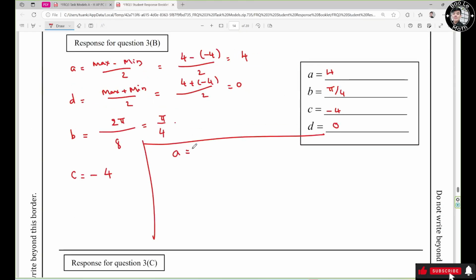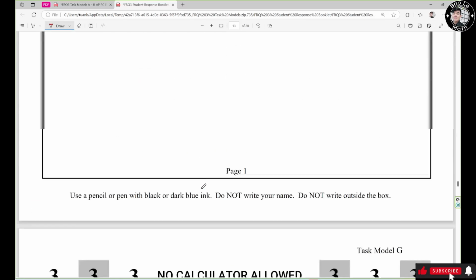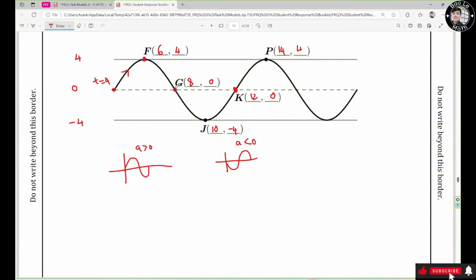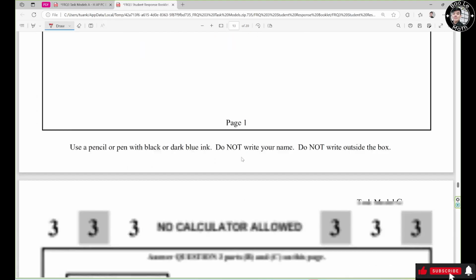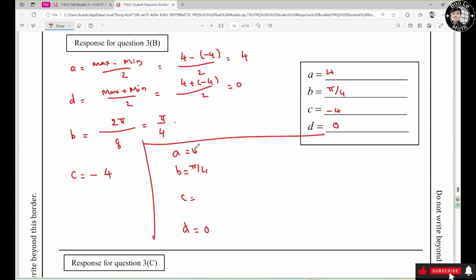A equals 4, B equals pi over 4, D equals 0. Now see, if you pick the starting point right here, and then you shift to the right 8, which means C equals -8, and you go down first. If you go down, A should be negative. So right here, A should be -4, and C should be -8. Now you have another option.